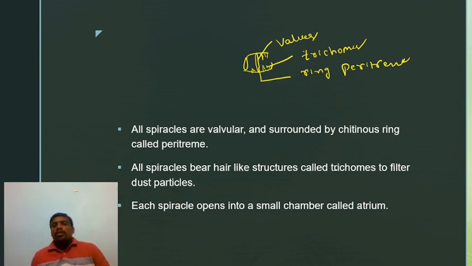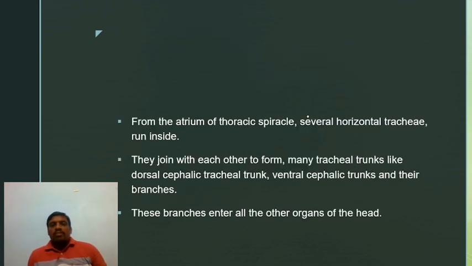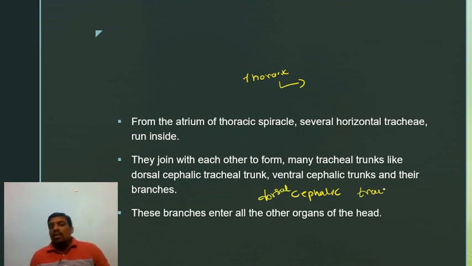Each spiracle opens into a small chamber which is called an atrium. Atrium is a small chamber by which the spiracle opens. Apart from this, from the atrium, the thoracic spiracle and several horizontal tracheae run inside. All these structures join together, which forms many tracheal trunks. On the dorsal surface, especially at the head region, the dorsal cephalic tracheal trunk is formed, and on the ventral surface, the ventral cephalic tracheal trunk is formed.